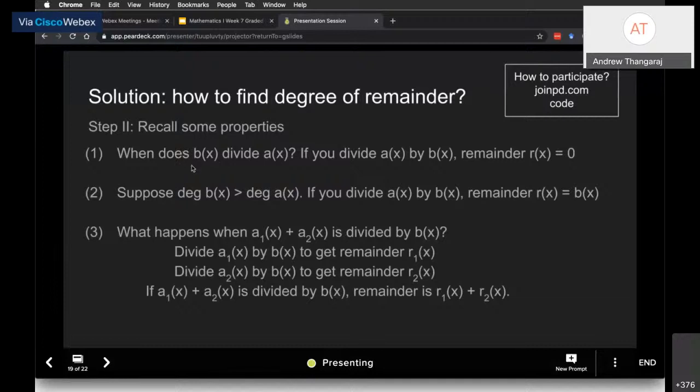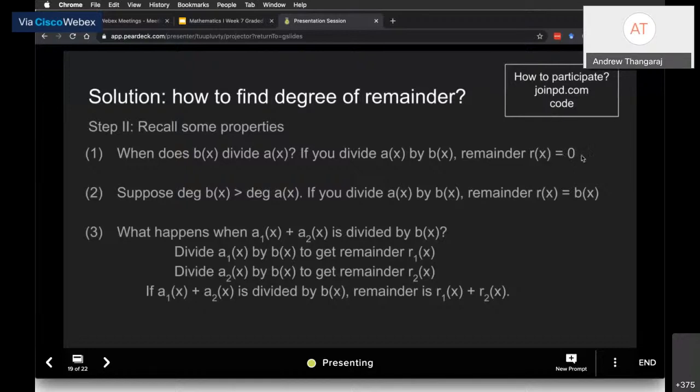Okay. First is, what is the meaning when we say b of x divides a of x? When do you say one polynomial divides another polynomial? When you take a of x, divide by b of x, if the remainder is equal to 0. Okay. So one situation is the remainder is equal to 0. If the remainder is non-zero, its degree is going to be less than the degree of b of x. I know that for sure, but the remainder itself could be 0. That's one possibility, right? So that can happen.